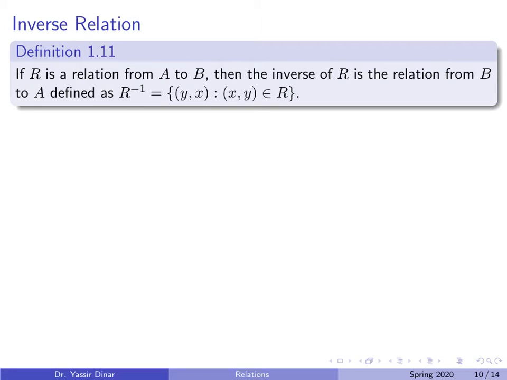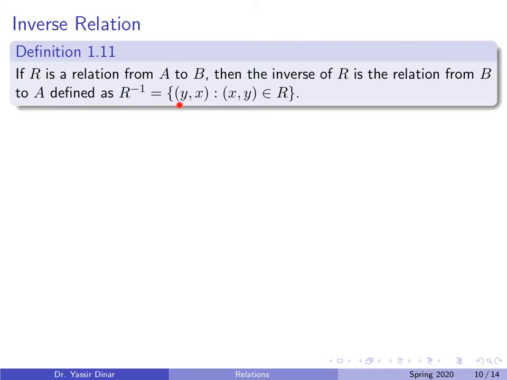For the definition, assume that R is a relation from a set A to a set B. Then the inverse of R is also a relation, from the set B to the set A, and it will be denoted by R inverse. So here is the relation R, and the inverse will be R to the power minus 1. We mean the inverse relation.